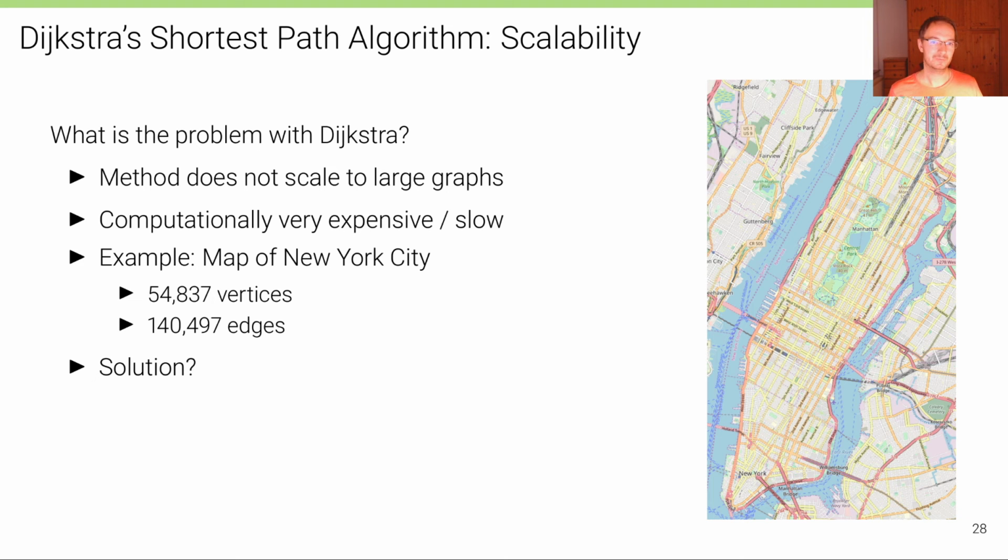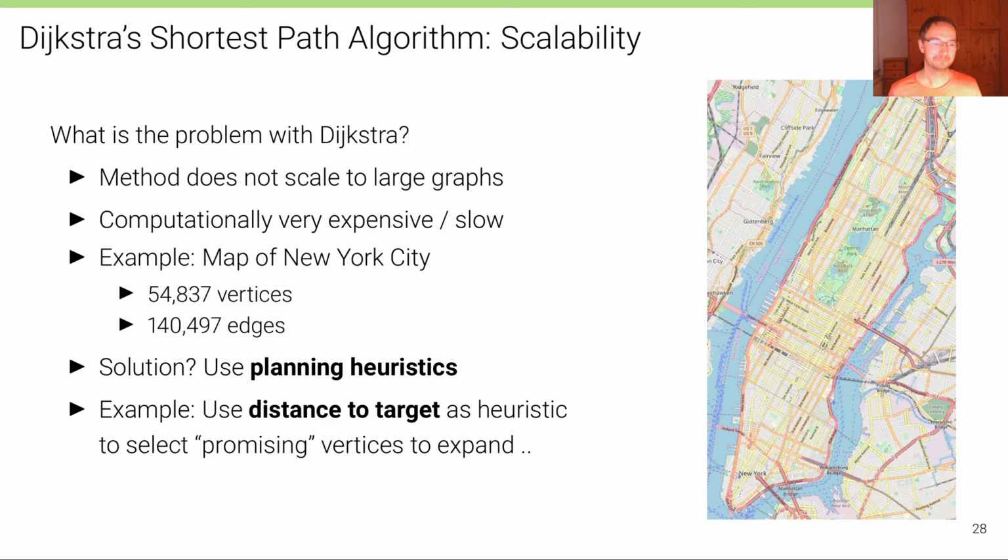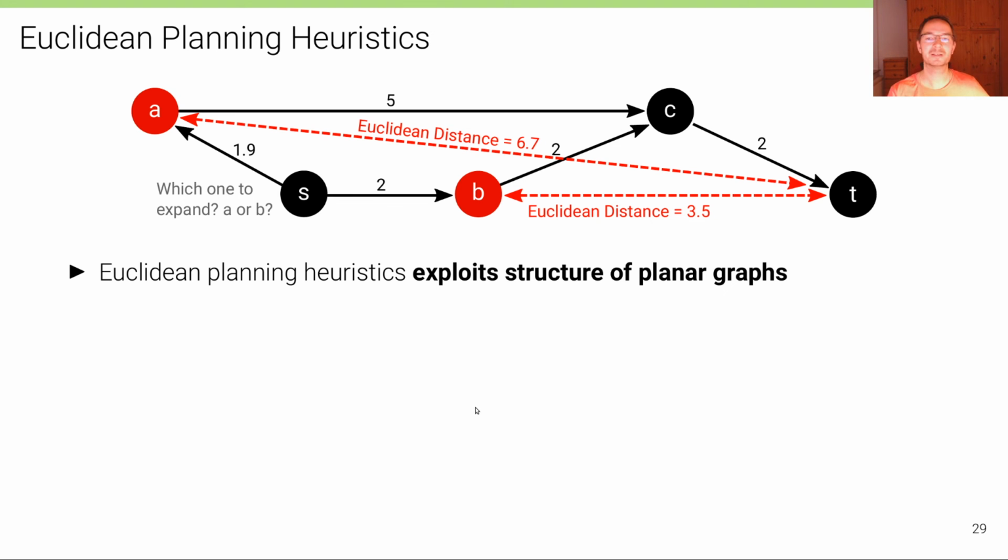It turns out that for spatial problems, spatial graphs, there is, because we can introduce a useful heuristic that tells us in which direction to move if we don't know. So we're introducing a so-called planning heuristic. An example is to simply use the distance to the target as a heuristic to select promising vertices to expand. How does this work? Let's look at a concrete example.